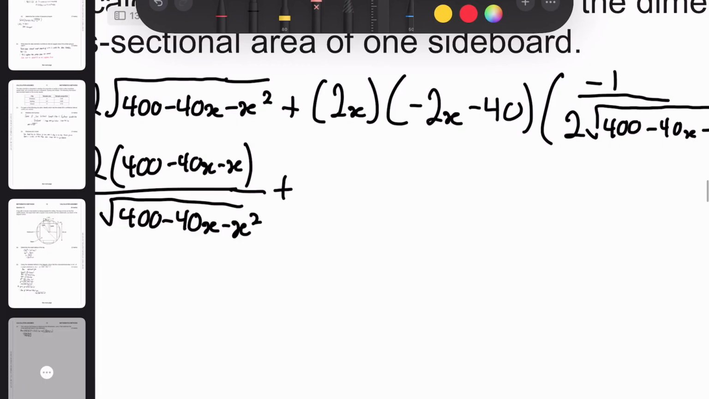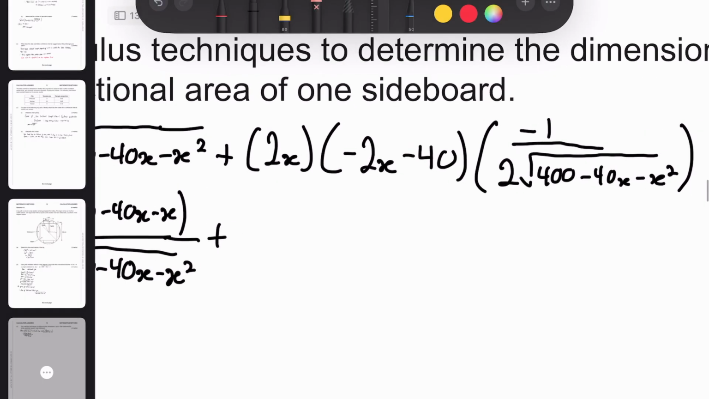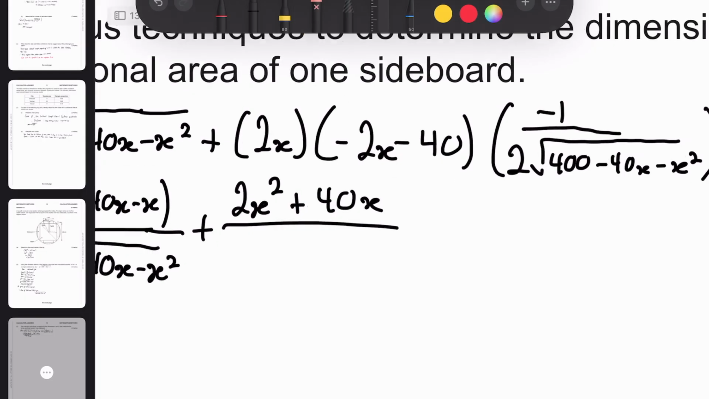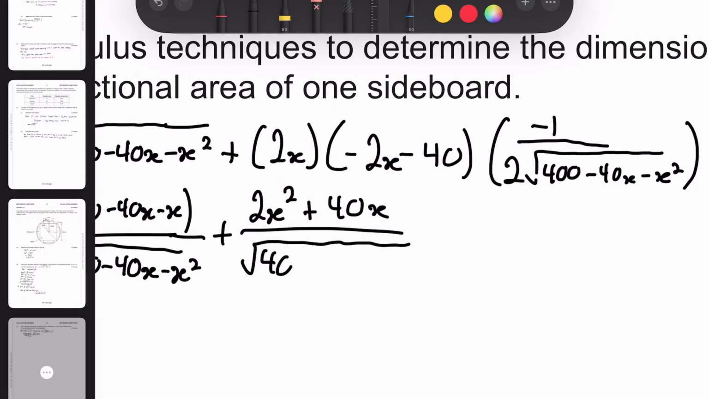Okay, then for this we can simplify as well. So the negative ones will cancel out all of this, and then the 2's will cancel out. So the 2's will cancel, these will become pluses. So then what we're going to be left with is 2x squared plus 40x, all on the third. So if I just go to the back like this, minus. Okay, then we are left with the third here on the bottom, so 400 minus 40x minus x squared.